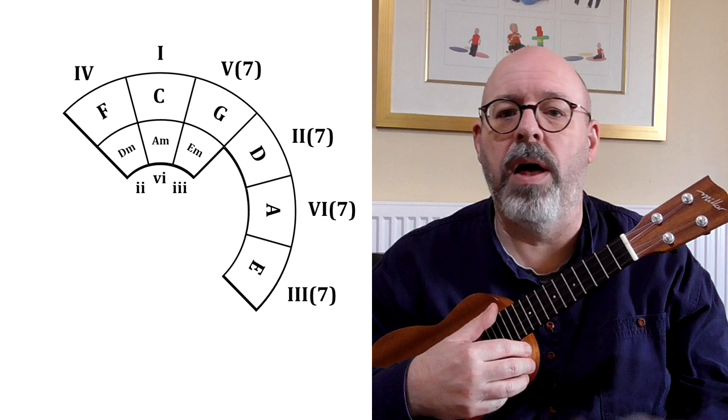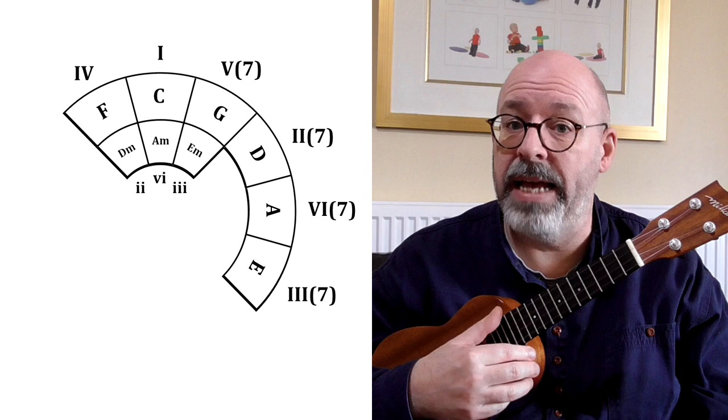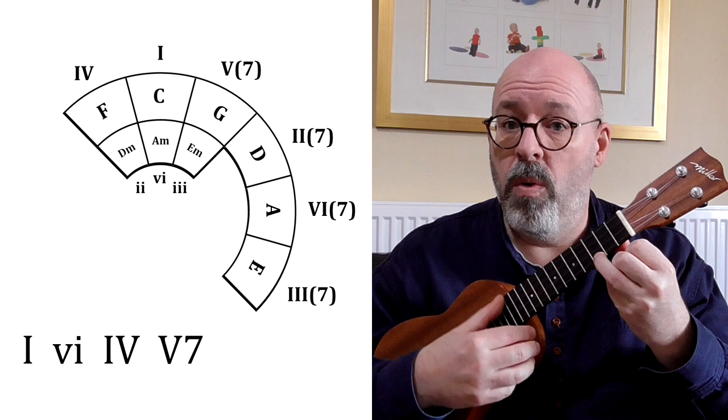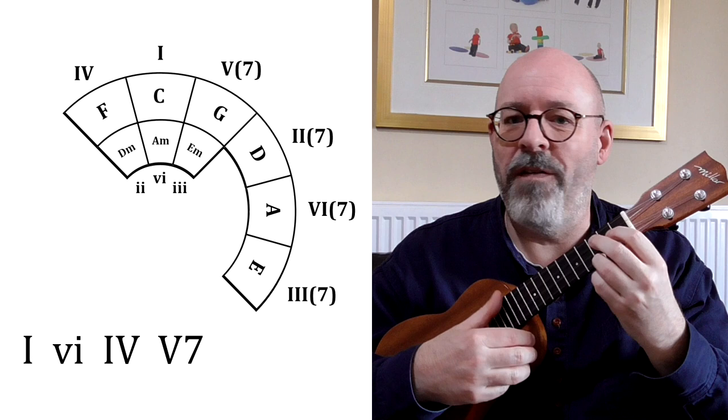You don't have to play them all. If you were to try just adding the 6 chord, so in the key of C, that would be A minor, and you went C, A minor, F, G7. That's a very common chord sequence. That's 1, 6, 4, 5.